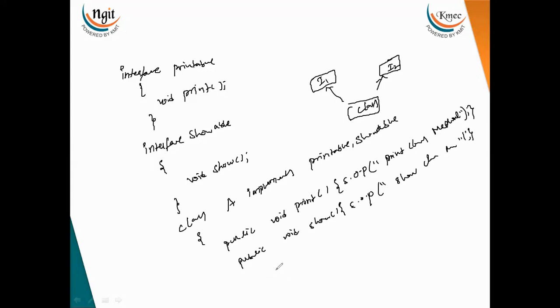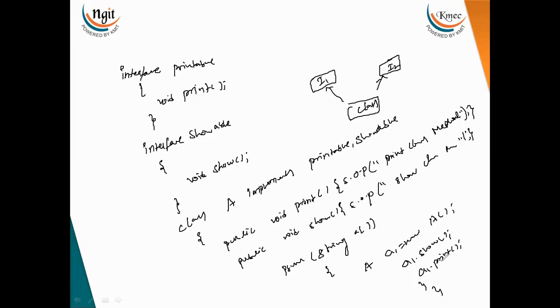Next, I'm taking the main method because we need the main method to run the program. Public static void main, String array. Then I'm creating an object for class A: A a1 equal to new A. Then you can call both methods by using this object: a1.show method you can call, and a1.print method also you can call. Now close the main method, then close the class. This is a way of implementing multiple interfaces to a single class.